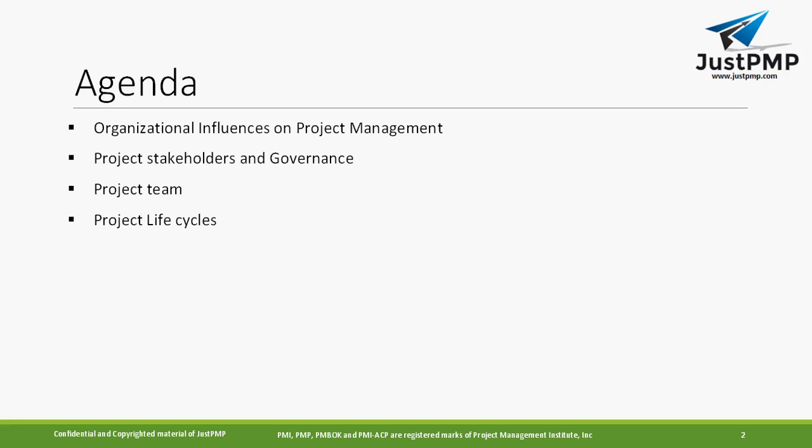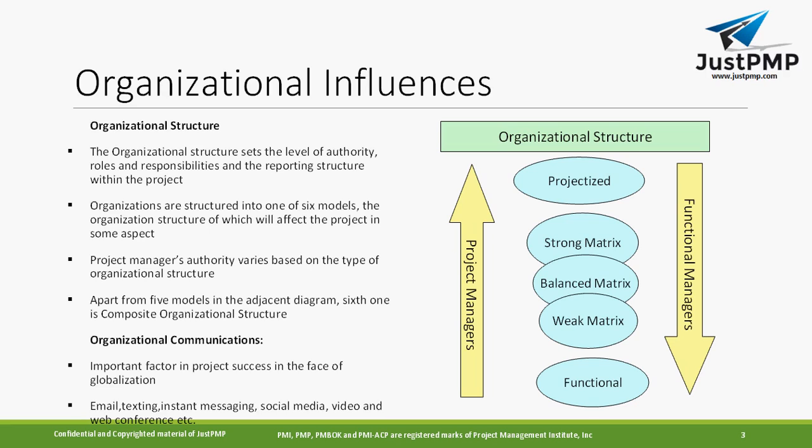So what is the agenda for this chapter 2? What are the topics that we are going to cover? Organizational influence on project management, project stakeholders and governance, project team, and project life cycle. So these are the four things that we are going to cover.